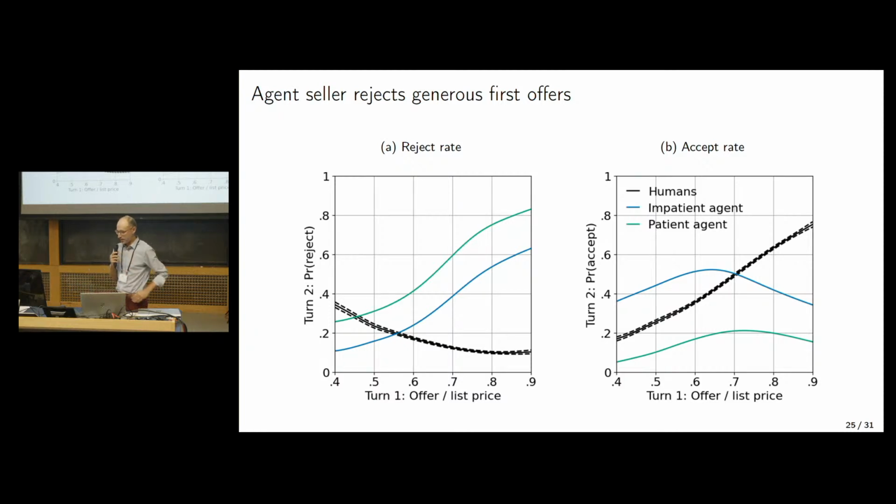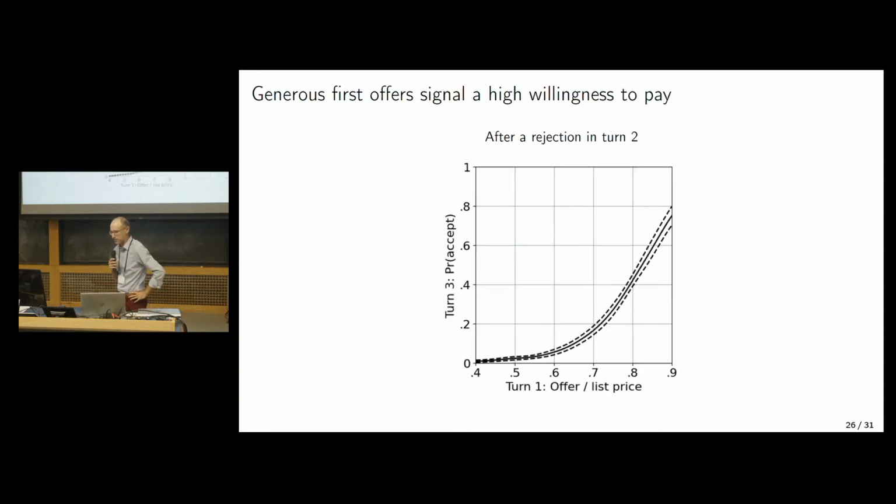Okay, so why on earth is this happening? What are the agents doing? Okay, so the reason they're doing this is because generous first offers, high first offers, signal that the buyer has a high willingness to pay. Okay, you offer me 90% of the list price. What I should infer is that you really want my antique brass urn, and if I say no to you, you'll just pony up the full list price. And that's more or less what we see in the data.